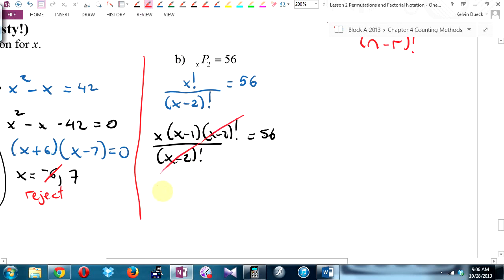And I think, Jake, you agree with me? We can cancel those out, yes? Yeah? So what I really have is this. An x minus 1, and equals, and a 56.